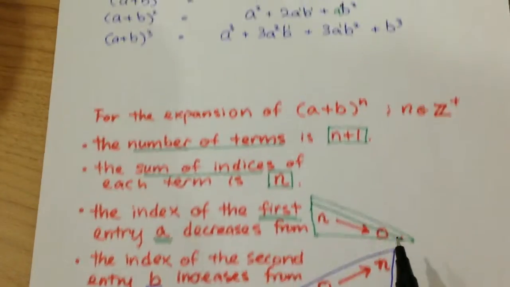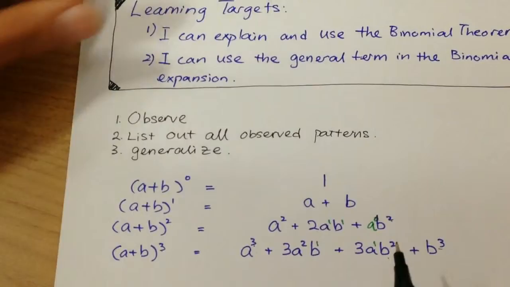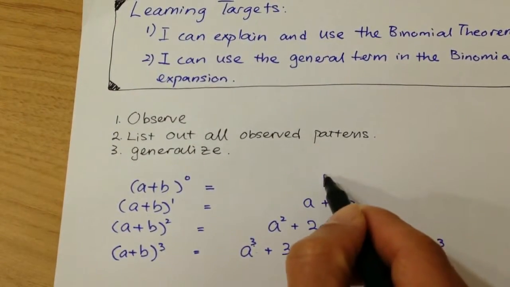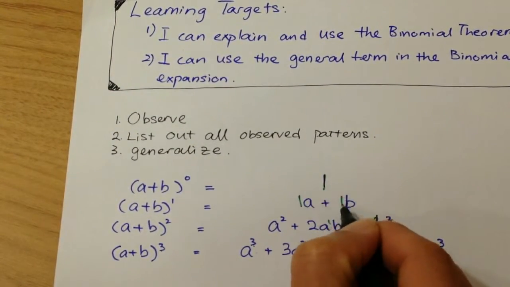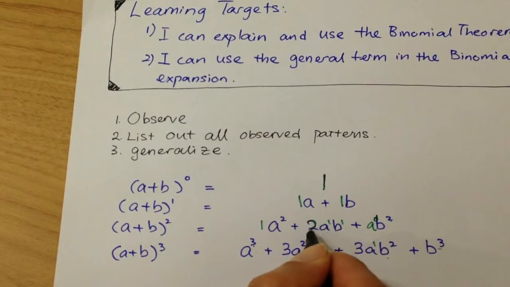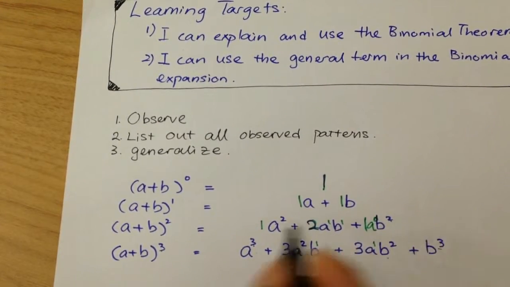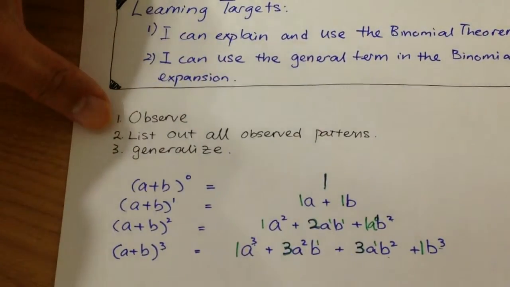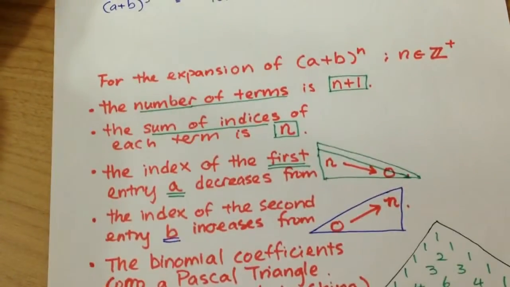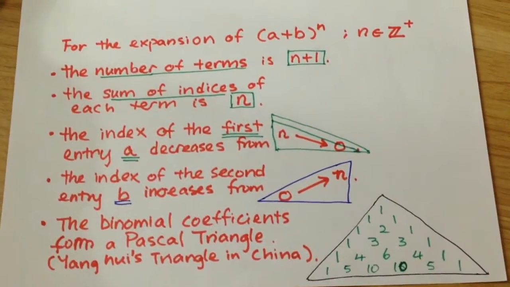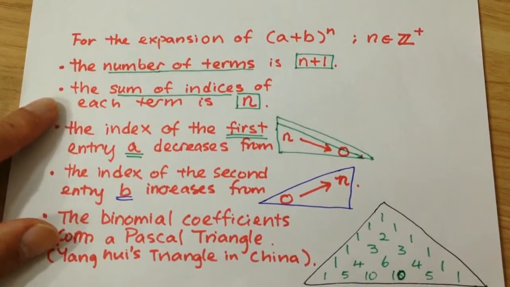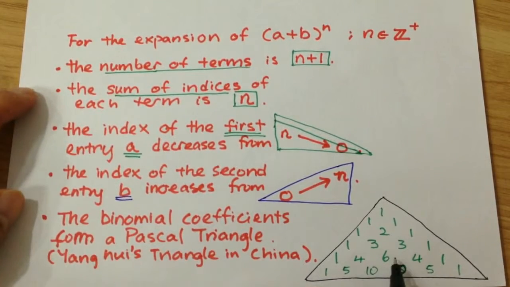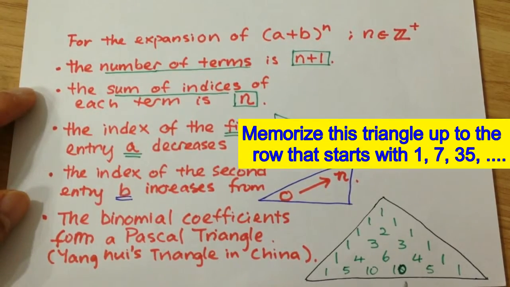Last, if you look at the coefficients in front, here you can think of it as 1, 1. Here's 1, 2, 1. And here's 1, 3, 3, 1. Do you recognize what these numbers are? Very good. For people who have seen this before, you will recognize that these are the entries in Pascal's triangle. In China, this is called Yang Hui's triangle.